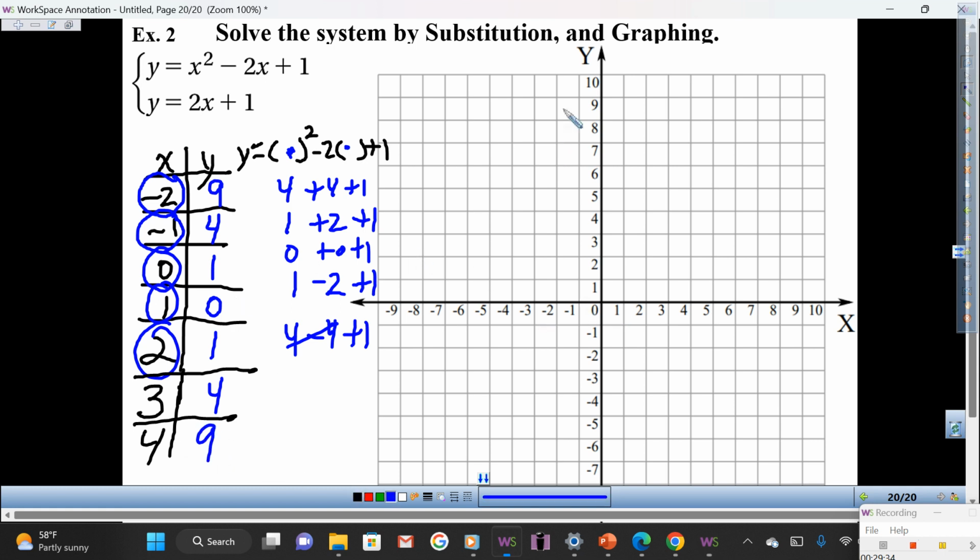Negative 2, 9. Negative 1, 4. 0, 1. 1, 0. 2, 1. 3, 4. 4, 9.